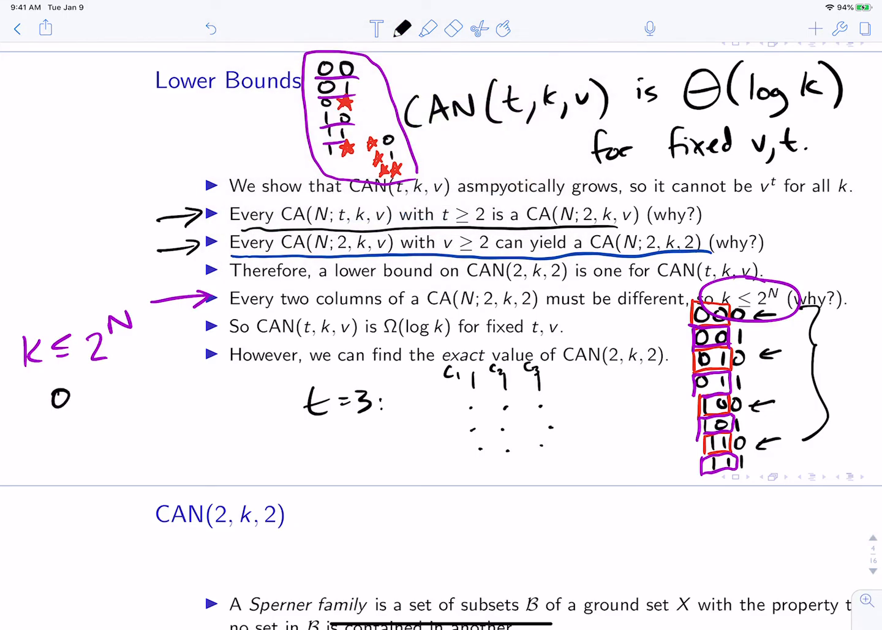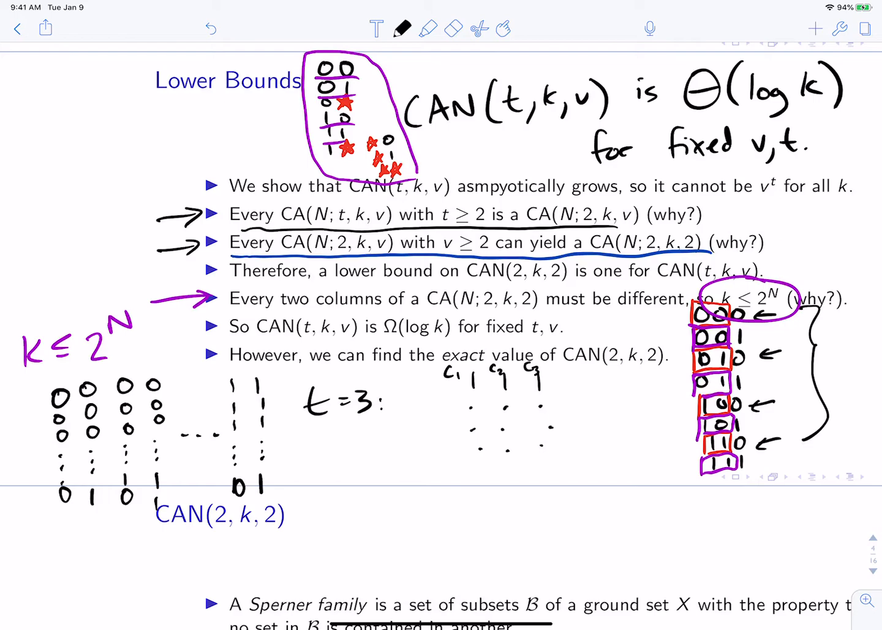So why is this true? Well, let's look at this array. What is this array doing in the bottom left? It's listing every possible column. Well, can I put another column there? With 2 values? No, I can't. Why? Because it would have already appeared. And we just said that a covering array can't have duplicate columns. So the best I can do is list every possible column.